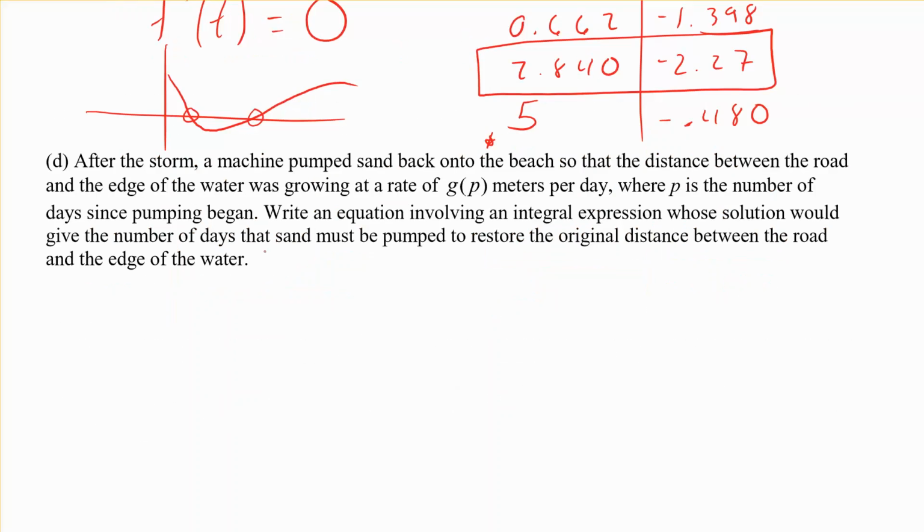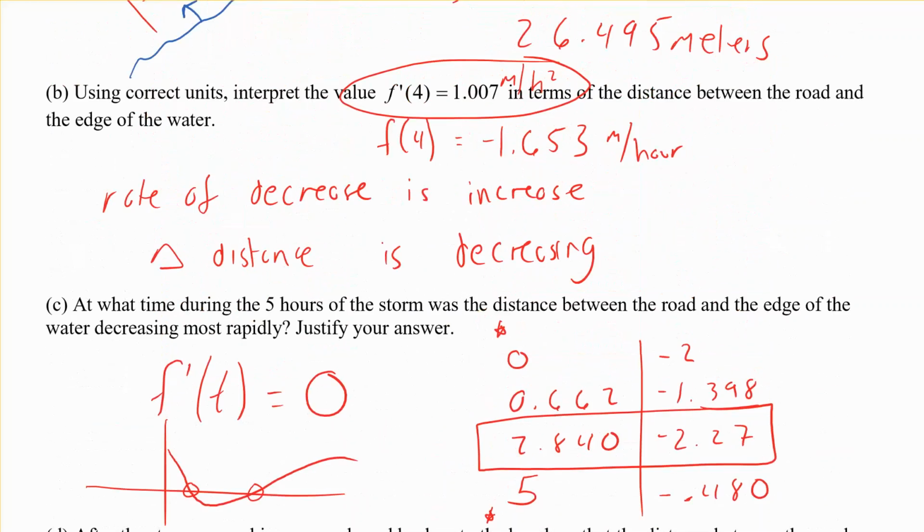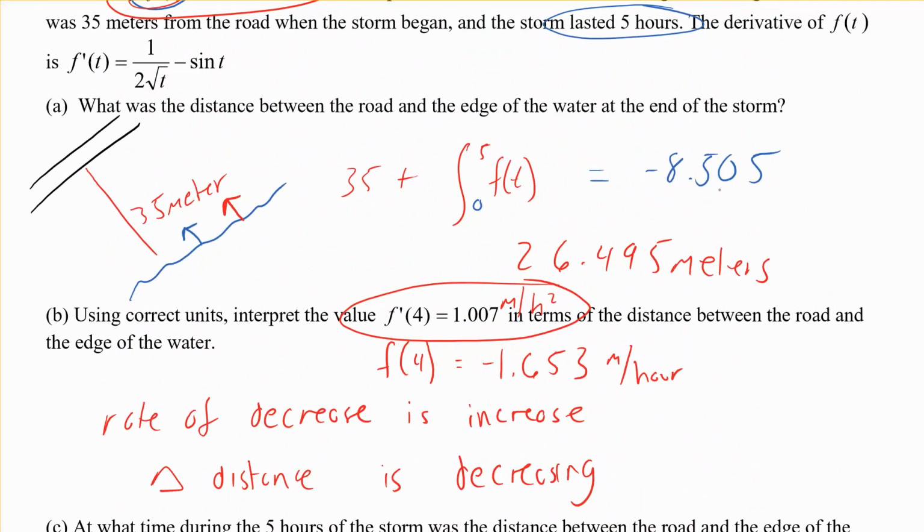After the storm, a machine pumped sand back onto the beach so that the distance between the road and the edge of the water was growing again in meters per day, where P is the number of days since pumping began. Write an equation involving an integral expression whose solution would give the number of days. So I need an equation with an integral. That sand must be pumped to restore the original distance. So the original distance was 35, and we lost this 8.